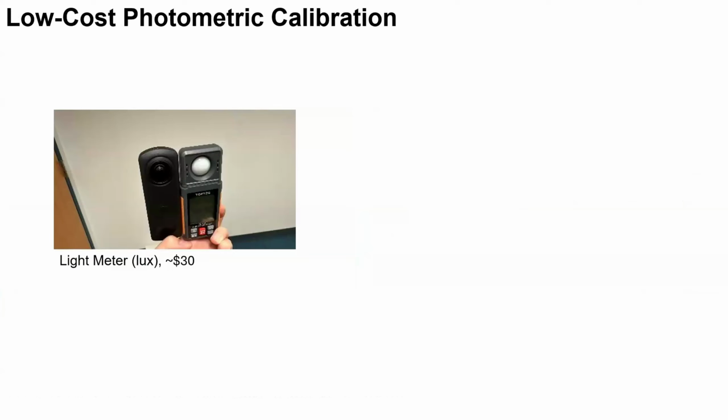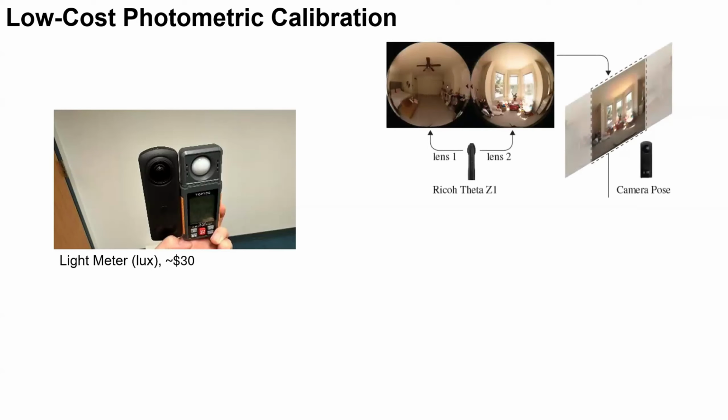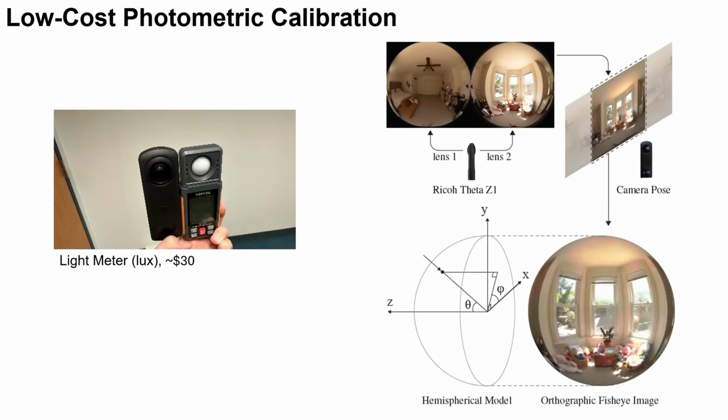Okay, for the low-cost approach, how could we do photometric calibration? We have a light meter. And then if we look at the Theta Z1 camera, the single panorama is stitched from dual fisheye lens. Unfortunately, the lens is not a pure 180-degree hemispherical. So what I did is that I focus on the front lens and convert that into orthographic fisheye image. Then we can compare the illuminance value from the light meter and compute the uniform luminance for photometric calibration.